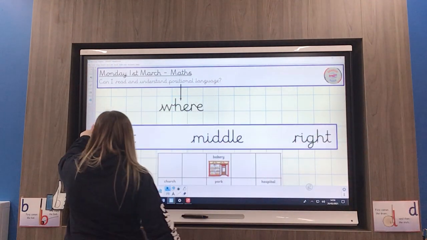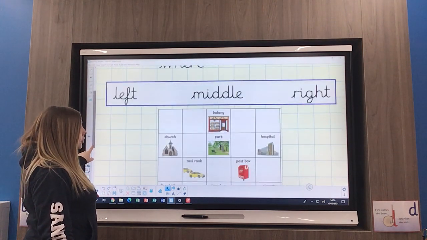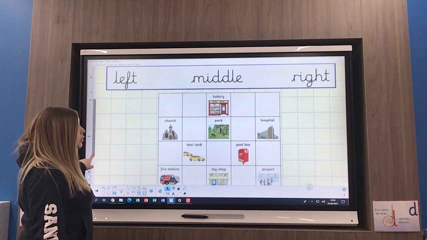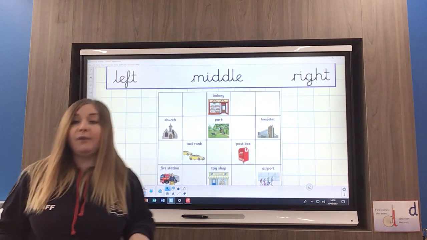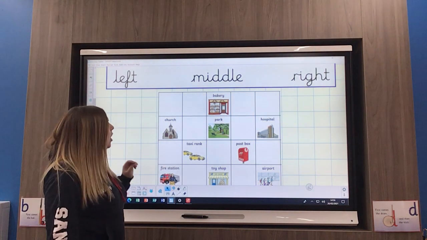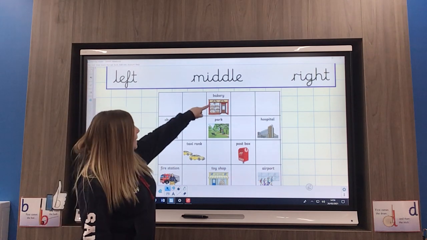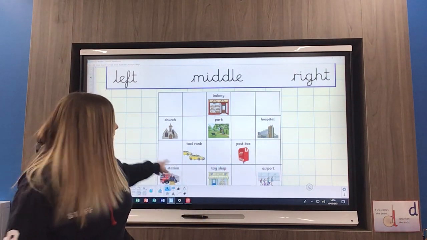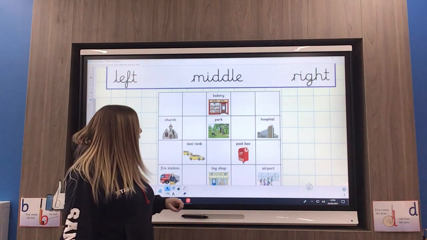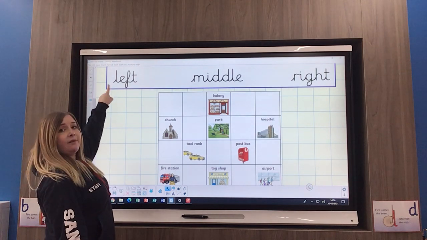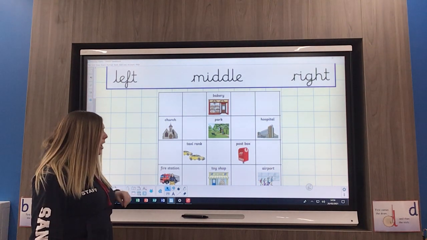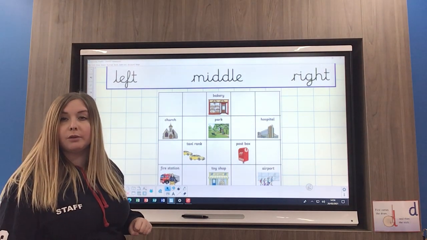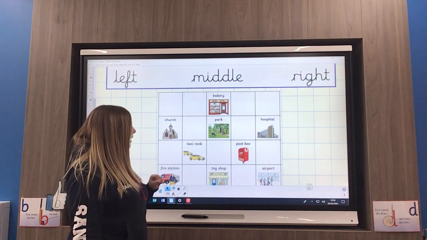And to help us with this, I've got some different pictures here, and I'm going to ask you to find me something that's either in the middle, the left or the right of something. So if I said, what's in the middle of bakery and toy shop, what's in the middle? So it's going to be the park. What's to the left, so this side of the post box? What's to the left of the post box? Okay, so the taxi rank, brilliant.